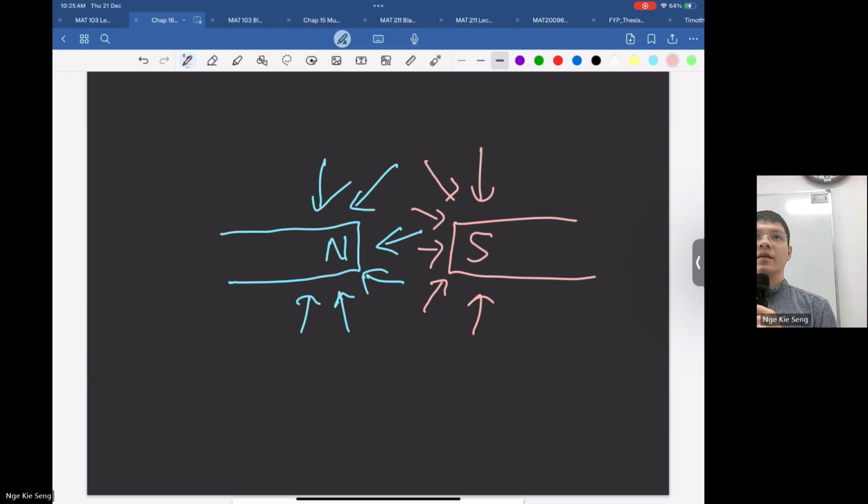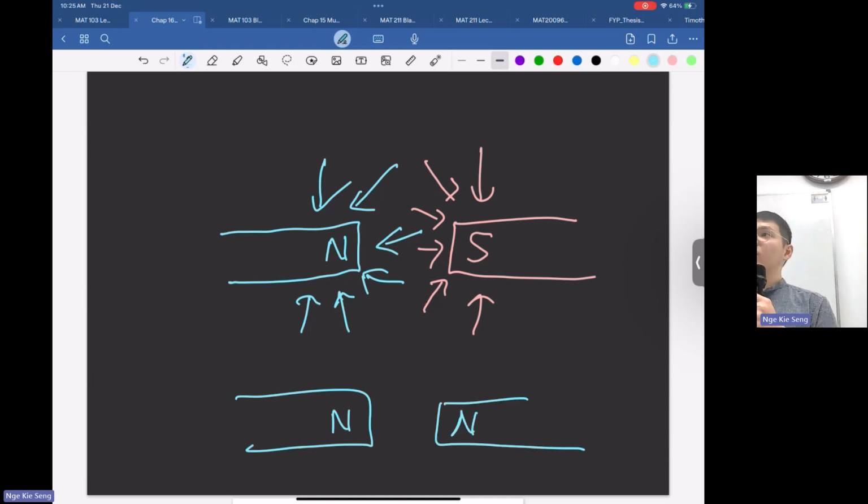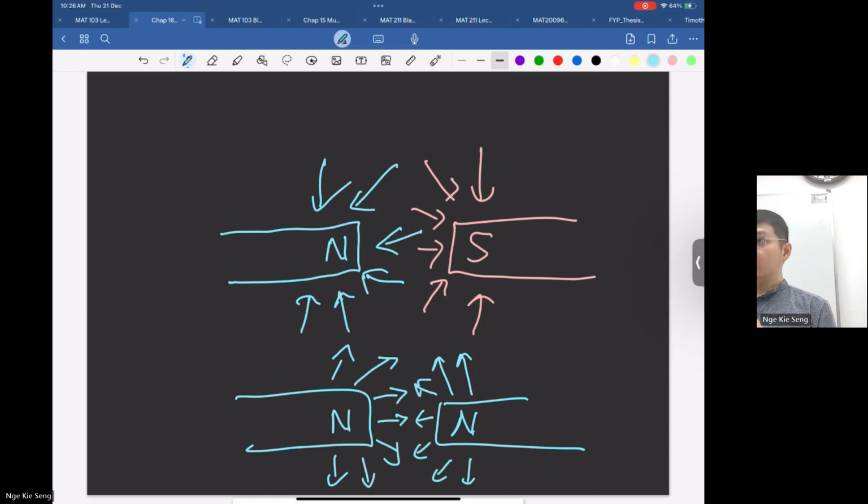And then if you put the same pole together, they want to repel. So you can think of the forces going outward. Is it correct? Does it make sense? So they have to go out.